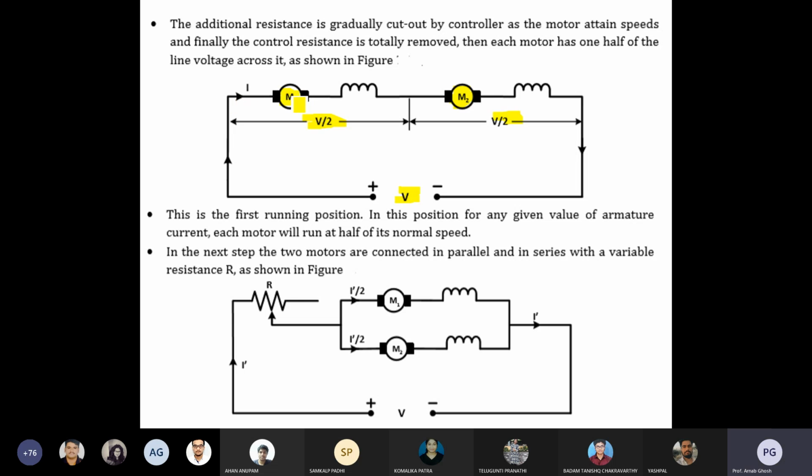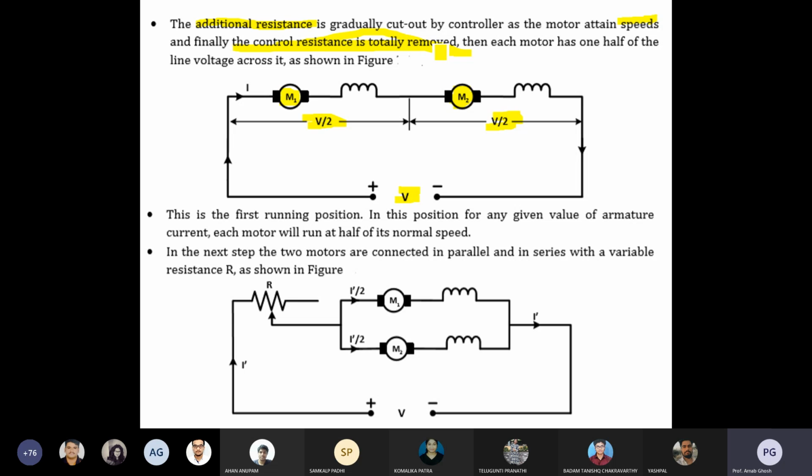this is your motor 1 and motor 2, and the voltage will be more or less the same. So the voltage will be split, V by 2, V by 2. What happens to the additional resistance? It is gradually cut out as the motor attains speed, and finally the control resistance is totally removed. That resistance is only required for the time needed to develop the back EMF. That is the amount of time you keep it connected.